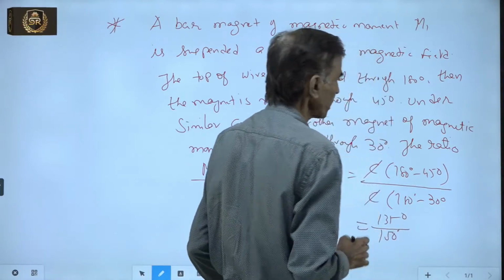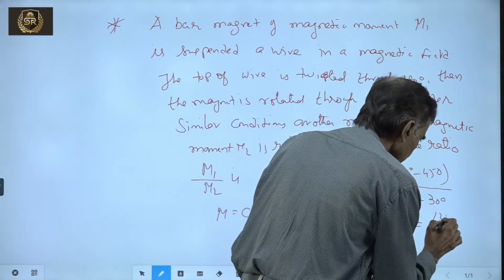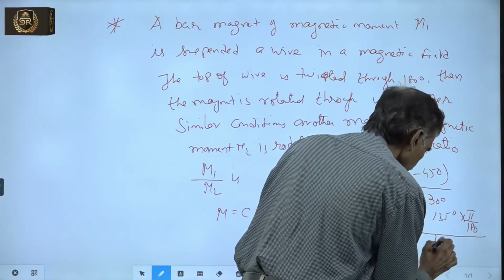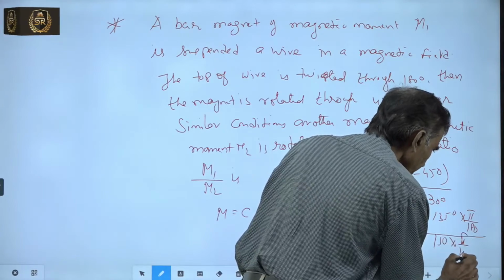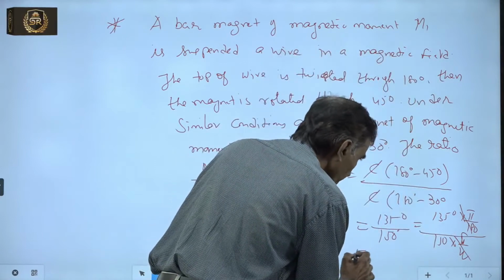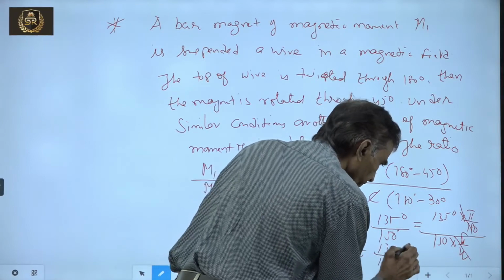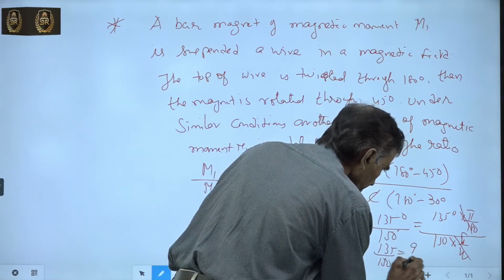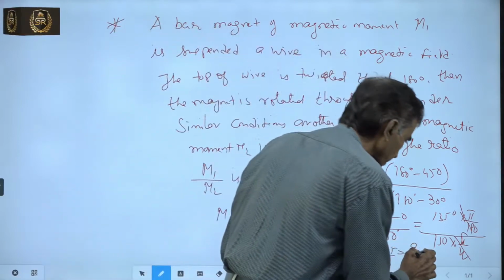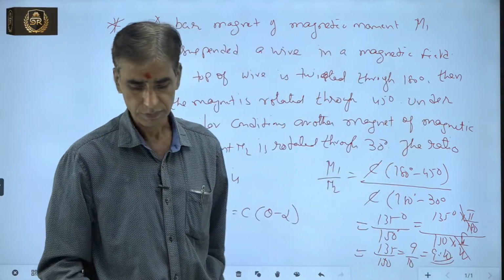Am I right? Or we have to convert into radians: 135 into pi by 180 and 150 into pi by 180, of course the ratio will be the same. This gets cancelled. What is the ratio? 135 by 150, divisible by 15, so 9 by 10. So the ratio is 9:10.